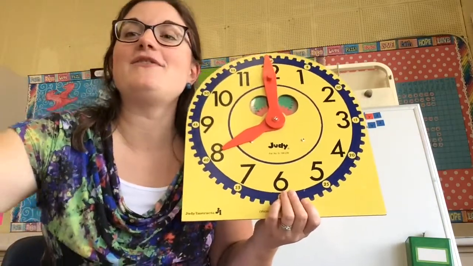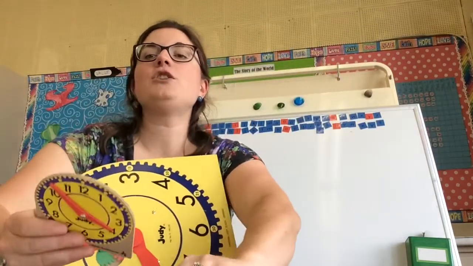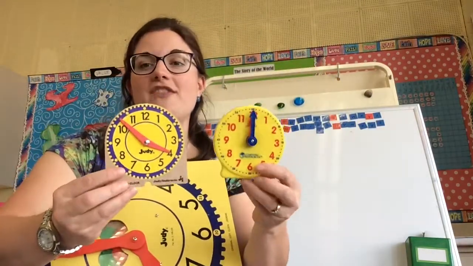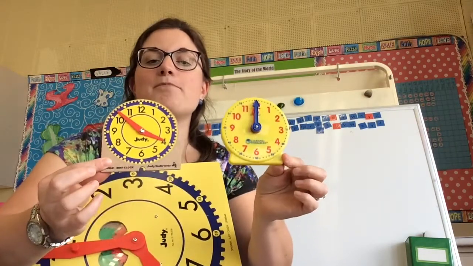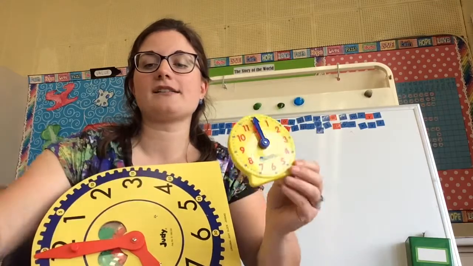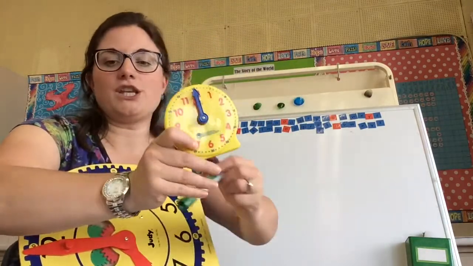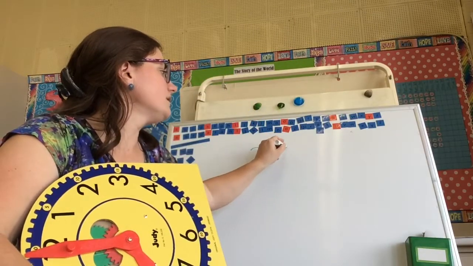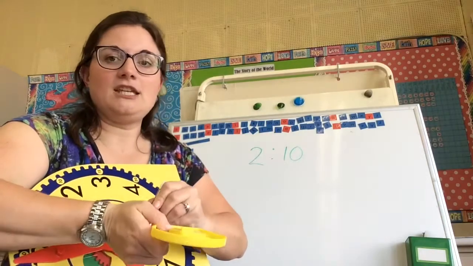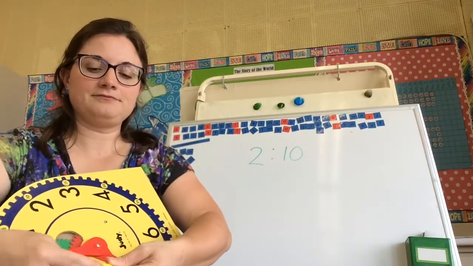So I have given you two clocks. Let me hold them up. And you're going to need both of them today, okay? So press pause if you need to. I want you to get both of your clocks, okay? Now, this is going to be the first clock that we're going to use, and I would like us to set this time to 2:10. Can you set your clock to 2:10?